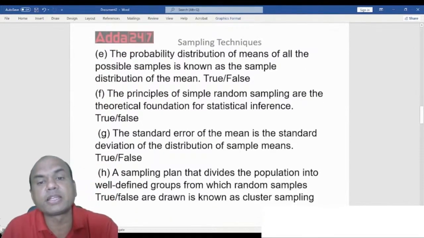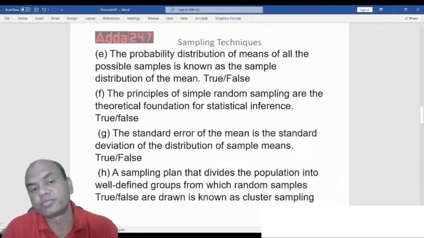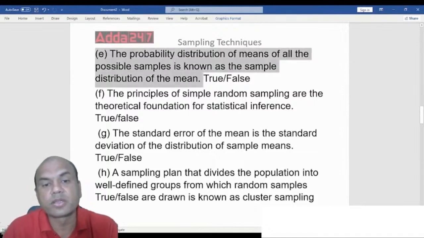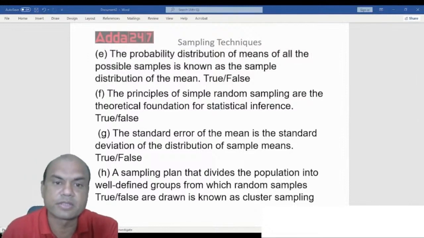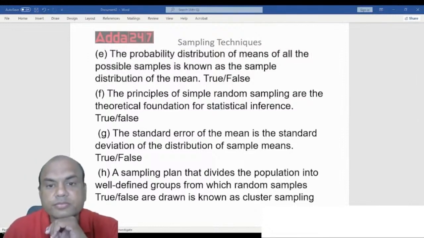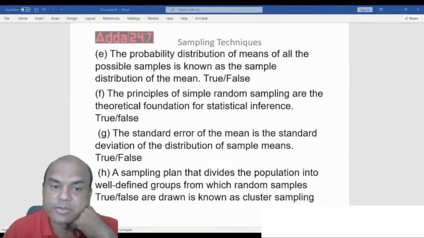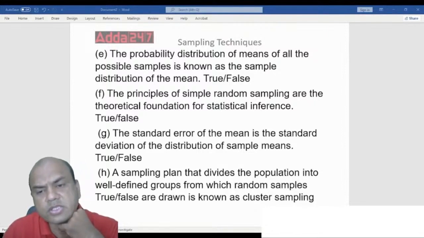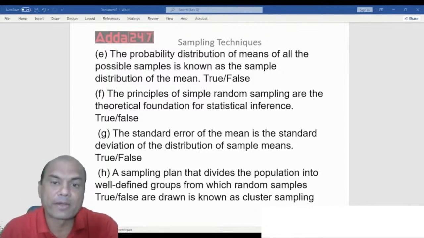The probability distribution of the means of all the possible samples is known as sample distribution of the mean. Is this true or false? The probability, this question we are dealing with. The probability distribution of the means of all the possible samples is known as the sample distribution of the mean. Is it true or false, everyone?